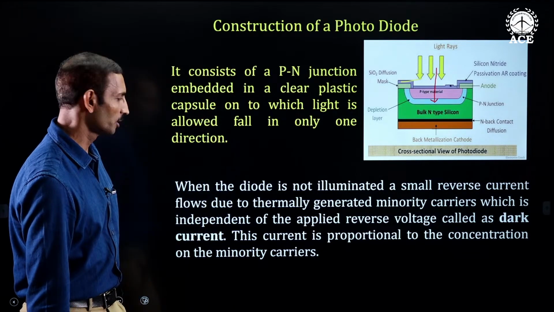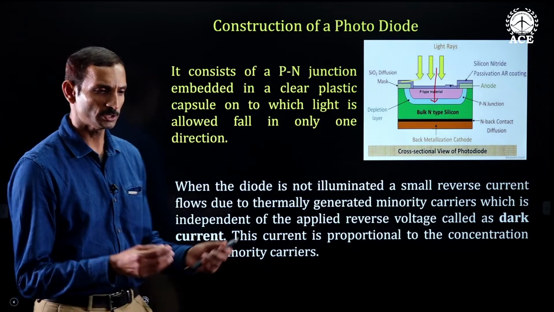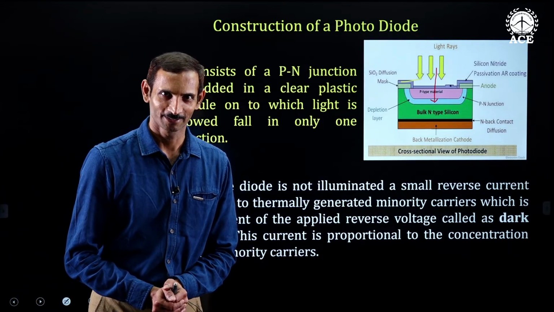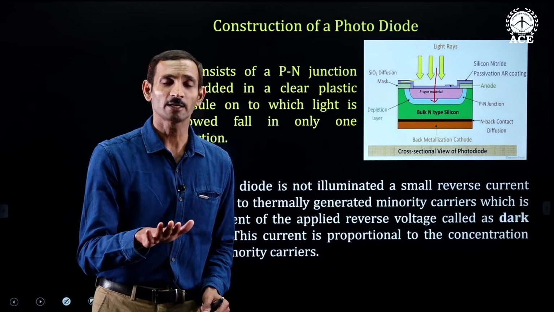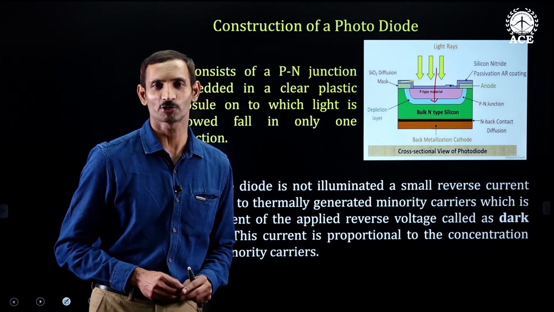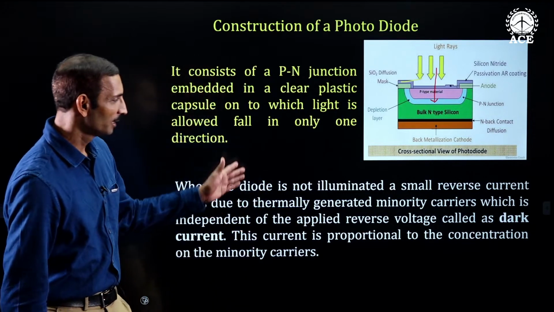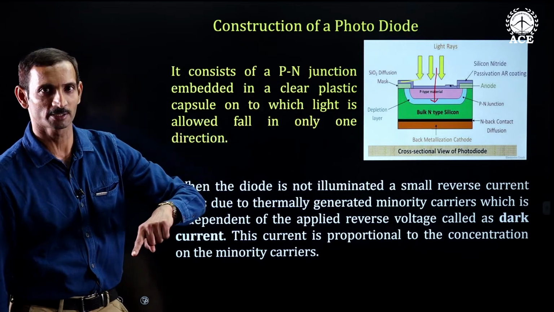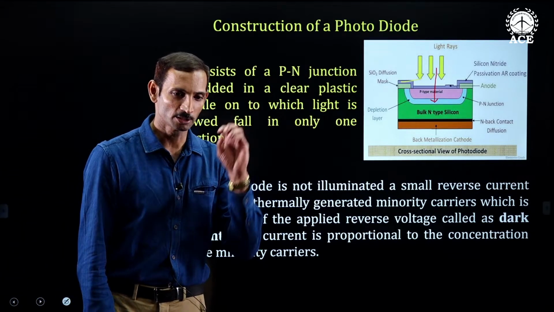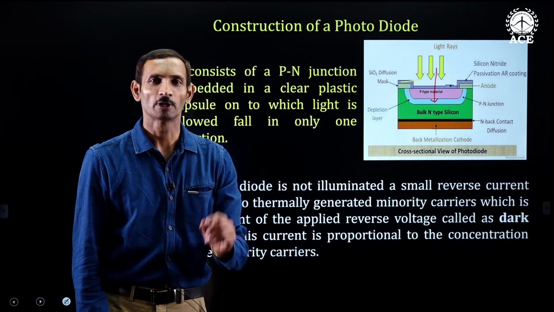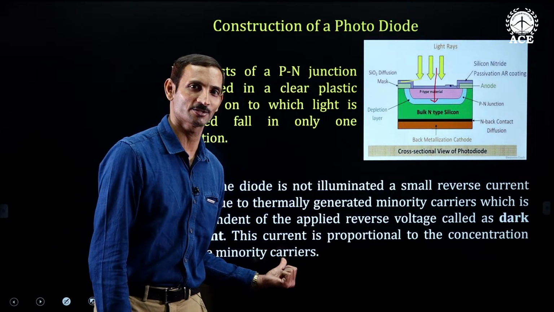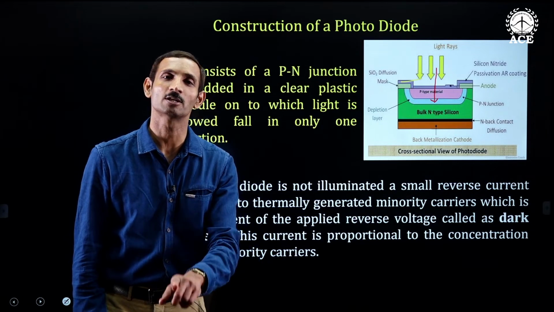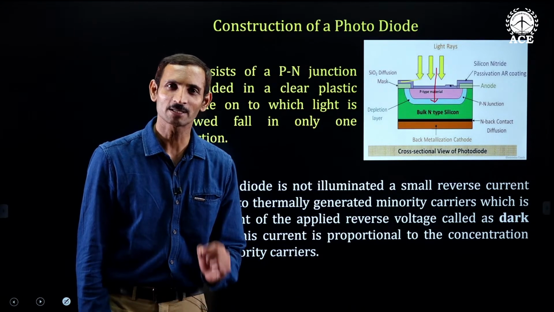So the current is proportional to the minority carriers. So that means there will be current. If you ask me strictly, there will be current because of minority carriers. And this is a constant current, what we call the reverse saturation current. So when a diode is not illuminated, and a photodiode generally works in reverse bias, there will be current only because of minority carriers, which is constant. This current is what we call the dark current.